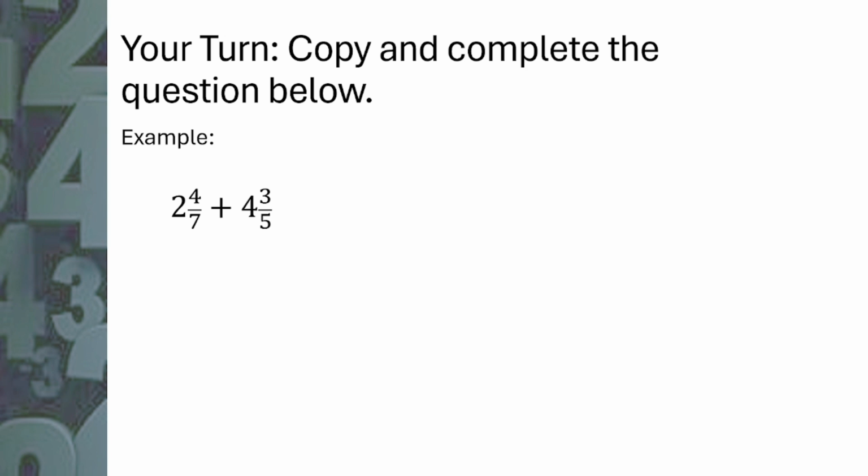Okay, well, hopefully you're ready for the answers, and if you're not, then please do press pause again and give yourself plenty of time. In the meantime, we're going to be working through this question on the board. Remember, step 1, write these mixed numbers as improper fractions. So 2 times 7 is 14, 14 plus 4 is 18, 18 over 7 for the first one. 4 times 5 is 20, 20 plus 3, 23 over 5 for the second one.